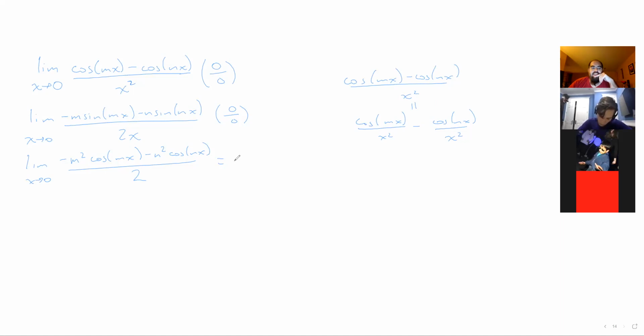I mean, it's only 0 if m and n are the same thing. Well, remember, what's the cosine of 0? It would be 1. Yeah, so now these are all continuous. So if you plug in 0 to those x's, you get negative m squared cosine of 0 minus n squared cosine of 0. Okay, so then it's that. Yeah, it's just this weird expression here. Yep. Okay. Cool.